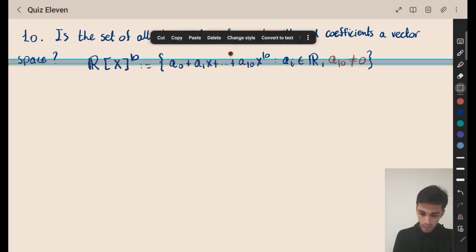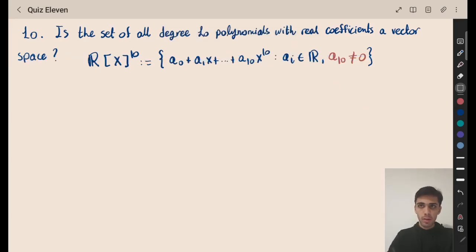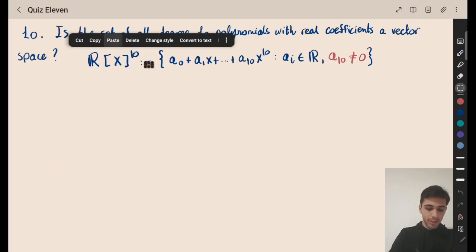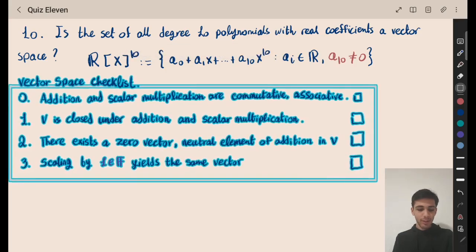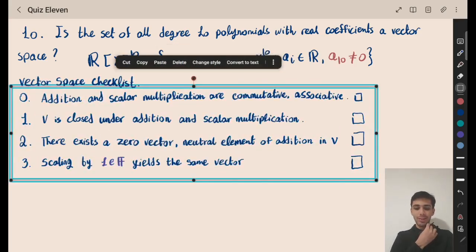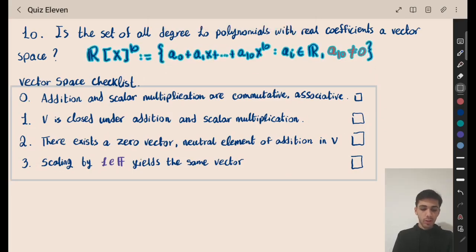Now, luckily, yes, luckily, I have a checklist to find out if this is a vector space or not. So this is good. I'm happy. Let me also tell you this beforehand. So addition and multiplication are defined in the usual way.